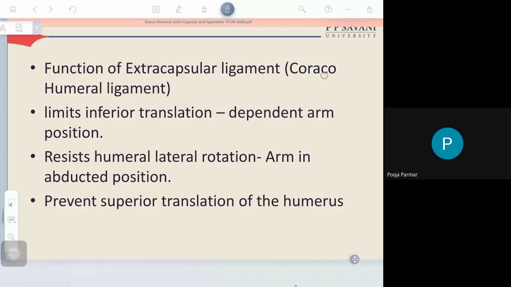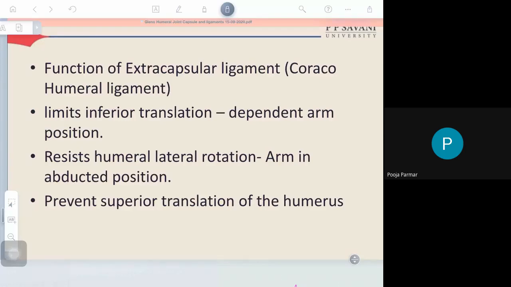Second, it resists humeral lateral rotation, with the arm in the abducted position. Because if you do lateral rotation, what will happen? The ligament will become taut. You cannot perform excess lateral rotation. It will limit the external rotation of the humerus, because when you are doing external rotation, this ligament will become taut. And last, it prevents superior translation of the humerus.